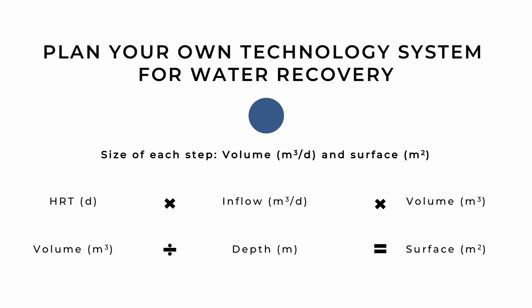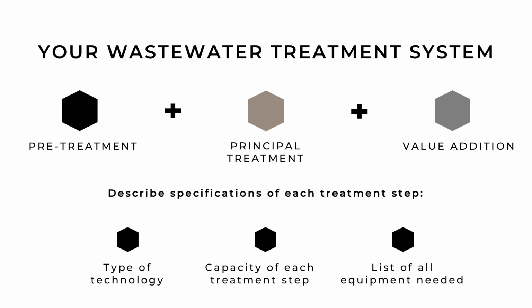Also, the specification of each technology tells you what is the depth required, which at the end determines the surface required. This is key to knowing how much land you need. With this new information, it is time for you to describe the specifications of each treatment step. What is the type of technology, the capacity of each step, and the list of all equipment needed. Record your findings in the worksheet.